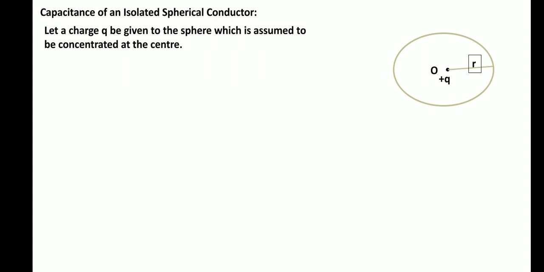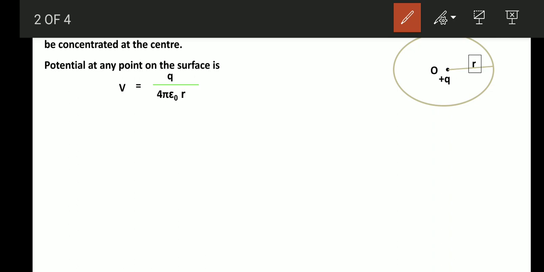Now the capacitance of the isolated spherical conductor. Consider a spherical conductor. The midpoint of the spherical conductor is O and the radius is R. If you place a plus Q charge inside the conductor at the midpoint, then the potential at a point on the surface is V is equal to Q by 4 pi epsilon naught R. This we derived in the first lesson, potential due to a point charge, the same equation.